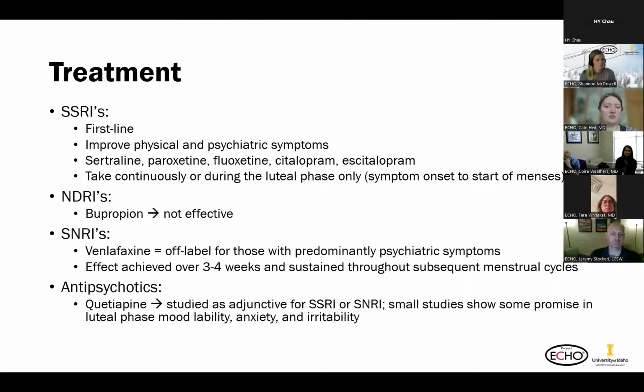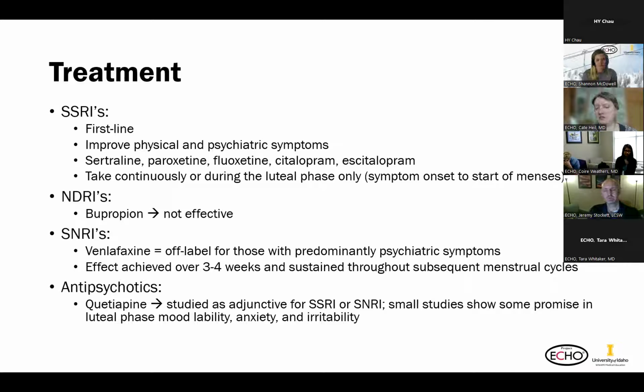So you may have heard before that you can take these either continuously or only during the luteal phase, so that about 14-day-ish period between ovulation and menses, or from symptom onset to menses. This is a little bit difficult, and it can lead to some decreased adherence to therapy. So most often what I have seen anyway is doing it more in a continuous fashion rather than only during the luteal phase.